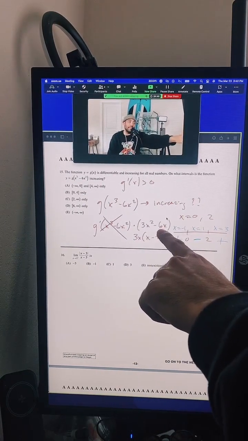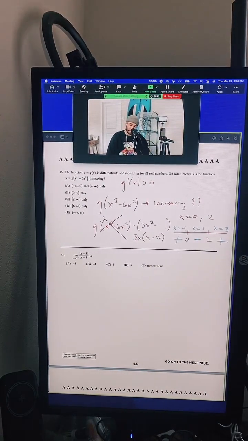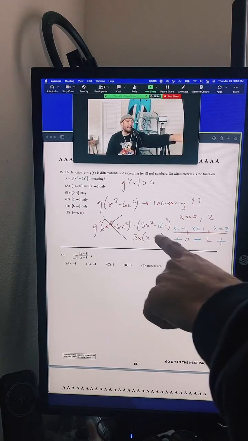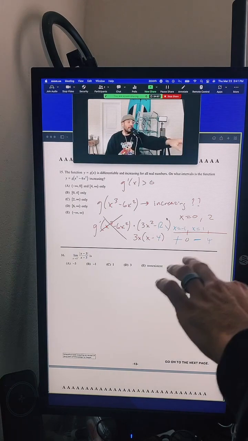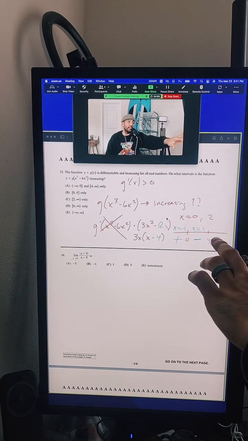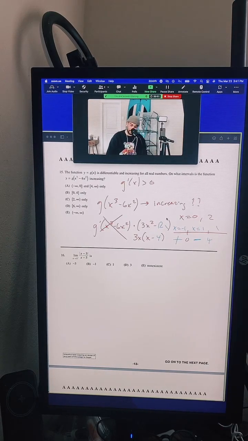When I took the derivative, this was a negative 6x. Big boo-boo. That's negative 12x. And then when I factor out a 3x, that should have been x minus 4. So then our point out here should have been 4. So when I test, instead of 3, I should test 5 for this one.